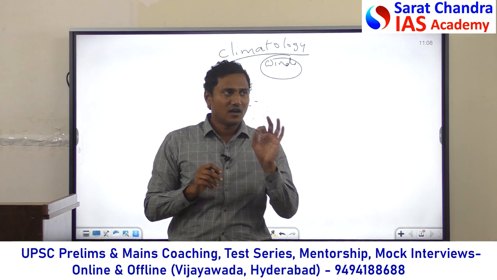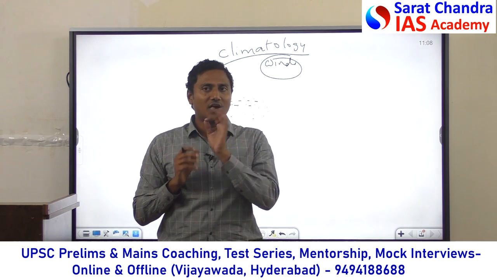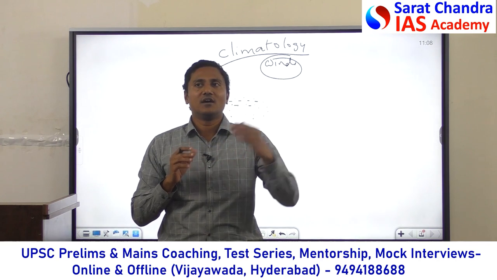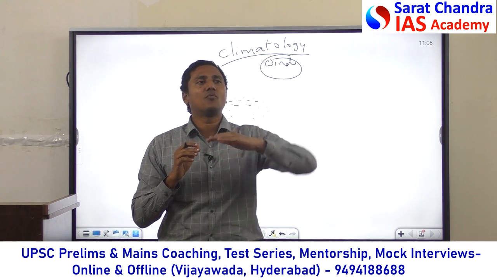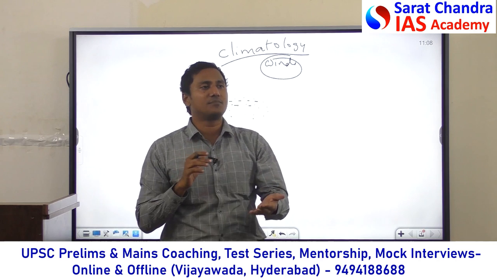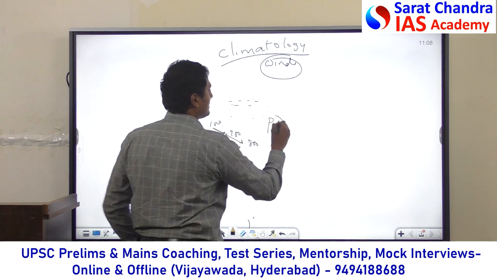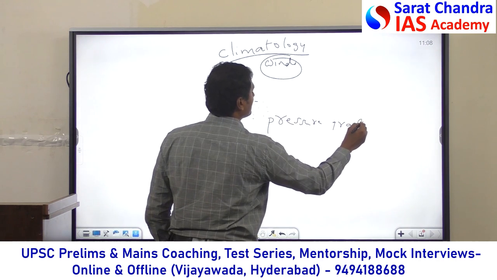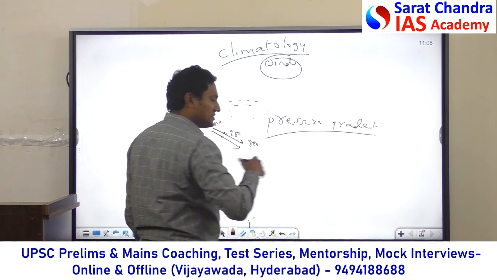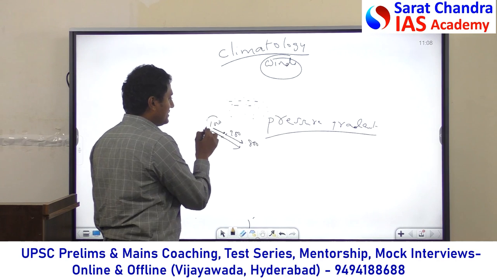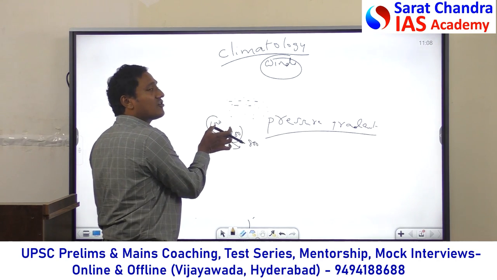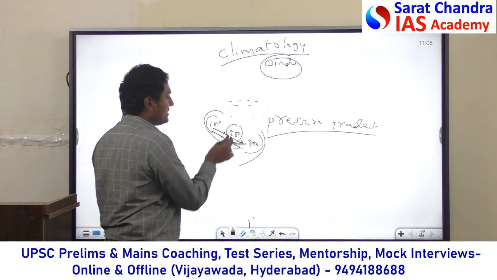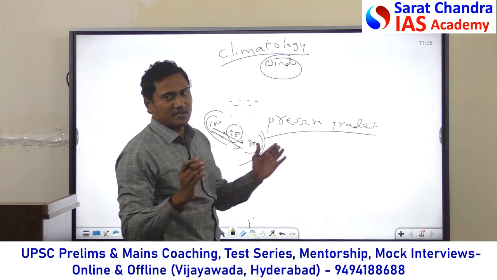So air always moves from high pressure to low pressure. This is called pressure gradient. Pressure gradient means slope in the pressure, or maybe change in the pressure. Understand? Pressure gradient means what? Change in the pressure. For example, between these two points, the gradient is 100. Between these two points, gradient is 100. Between these two points is 200. Pressure gradient, slope in the pressure.